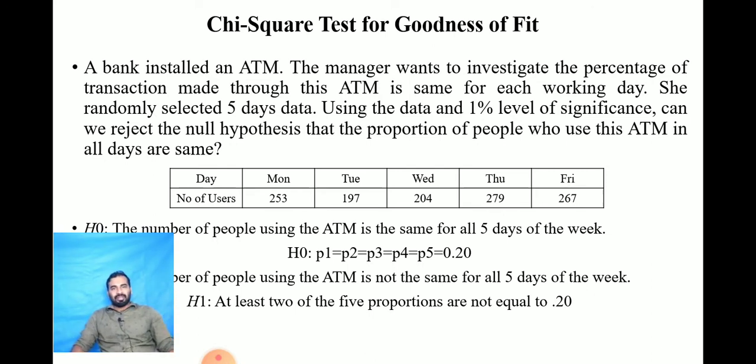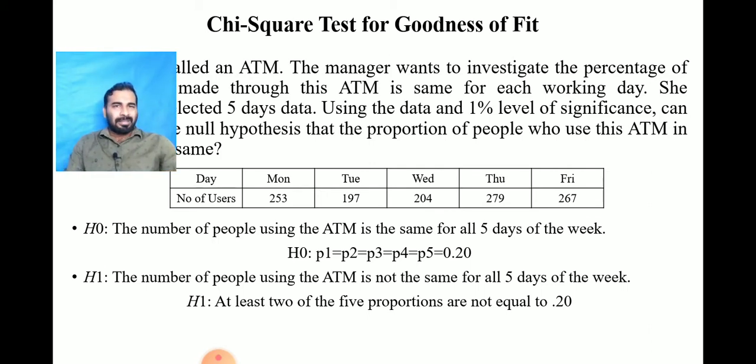So what is this problem actually? This problem is nothing but a categorical, or qualitative, problem. A bank has installed an ATM, and the manager wants to know whether on all days this ATM is used by its customers at the same level, or whether there is any difference. For that purpose we have the data from Monday to Friday. Monday 253 people used it, Tuesday 197, Wednesday 204, Thursday 259, and Friday 262. From the table itself we can see that there are differences.